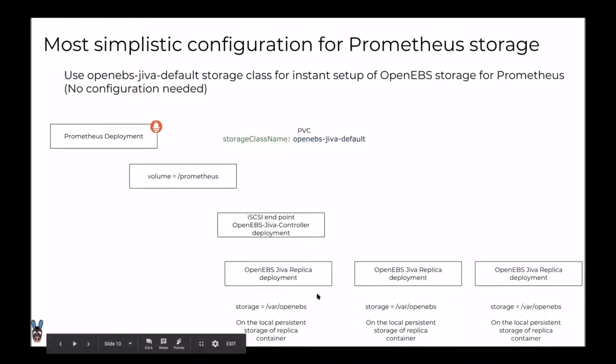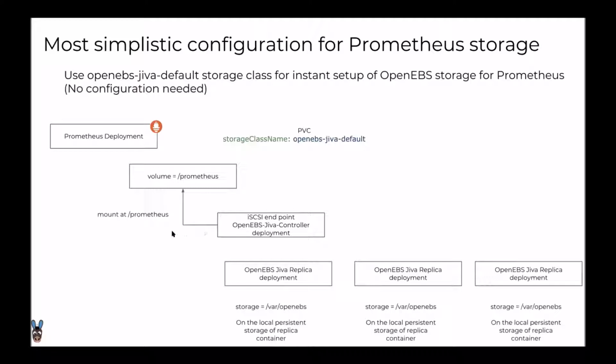In all these 3 replicas, the storage in this configuration is written to the /openebs directory, which is nothing but the local persistent storage of the container itself. And once this is all provisioned dynamically, the volume is mounted and the iSCSI storage is mounted as a local directory here at /prometheus, and your storage is available to the Prometheus deployment. As you can see, we've provided local storage, which is highly scalable as well as highly available, but we did not have to do any configuration.